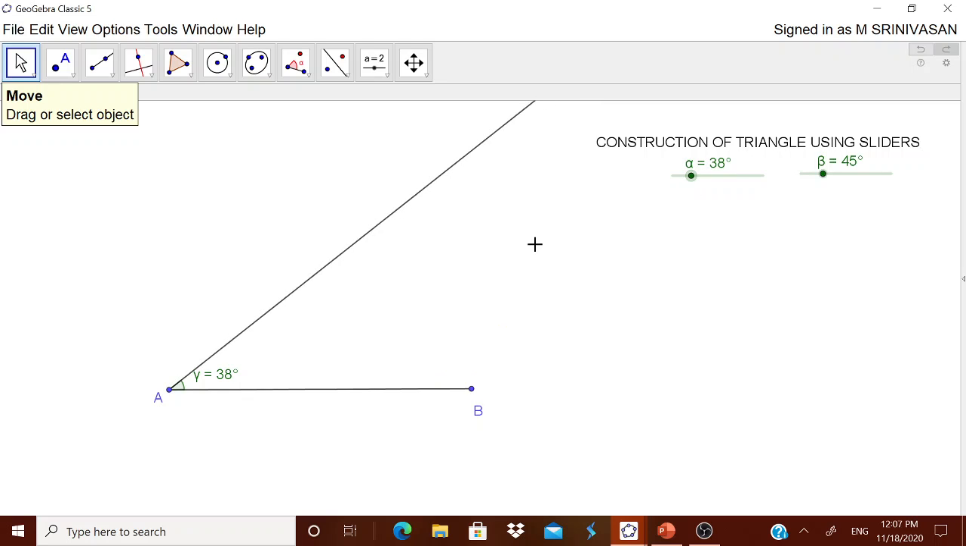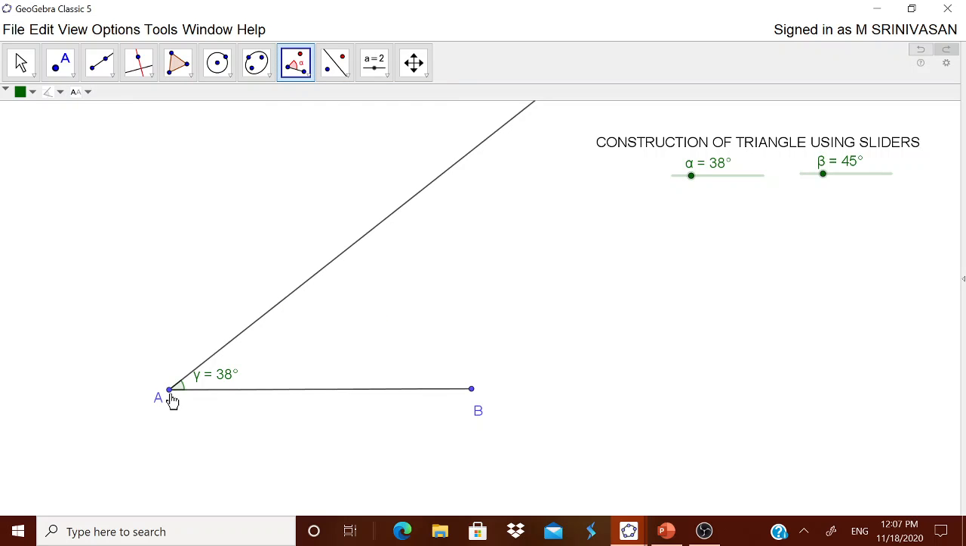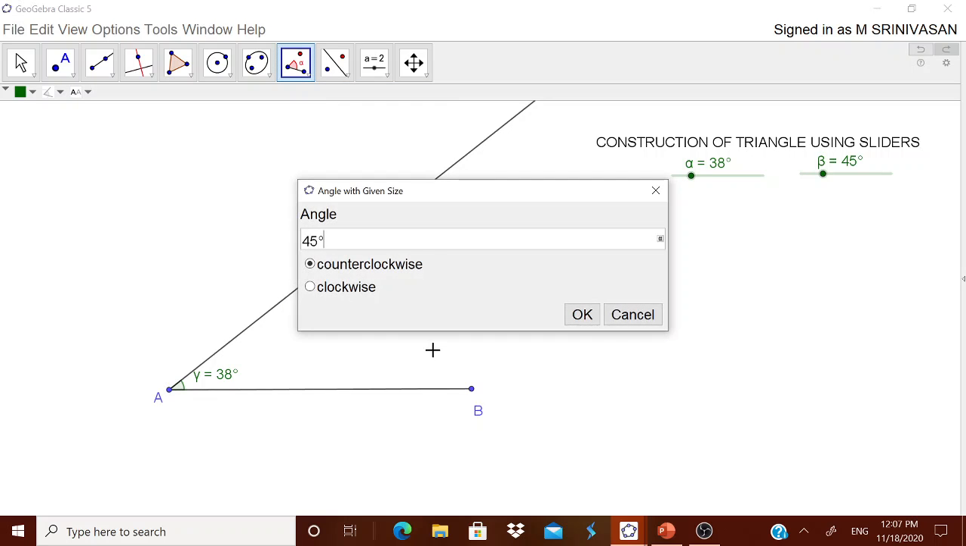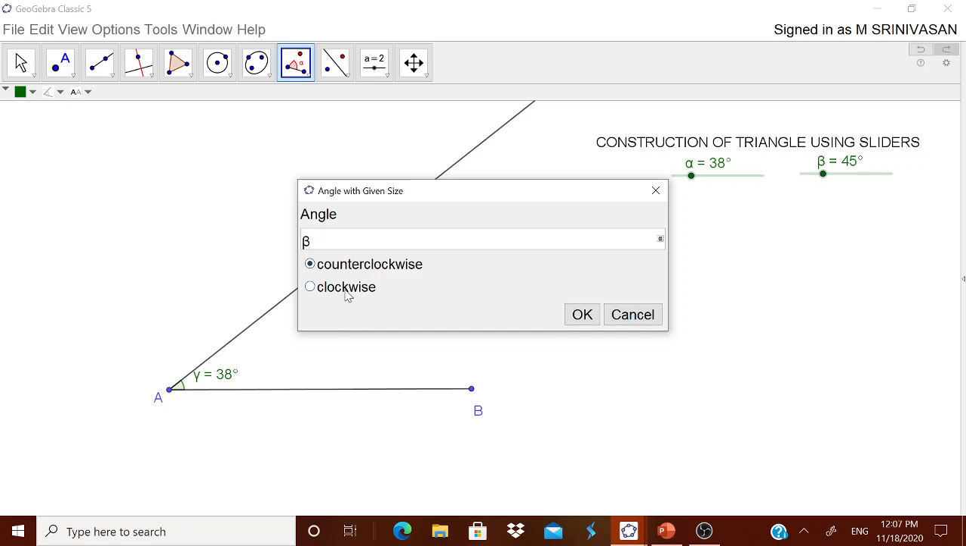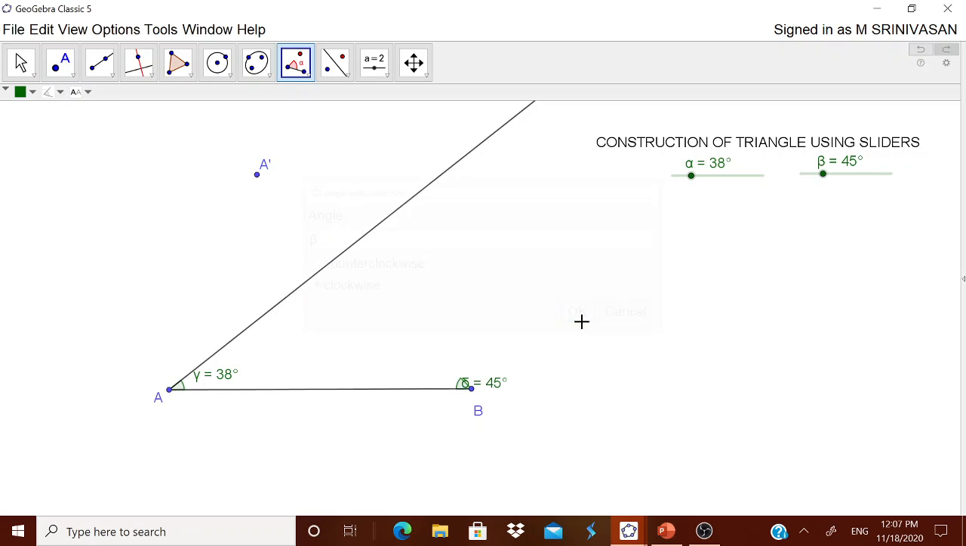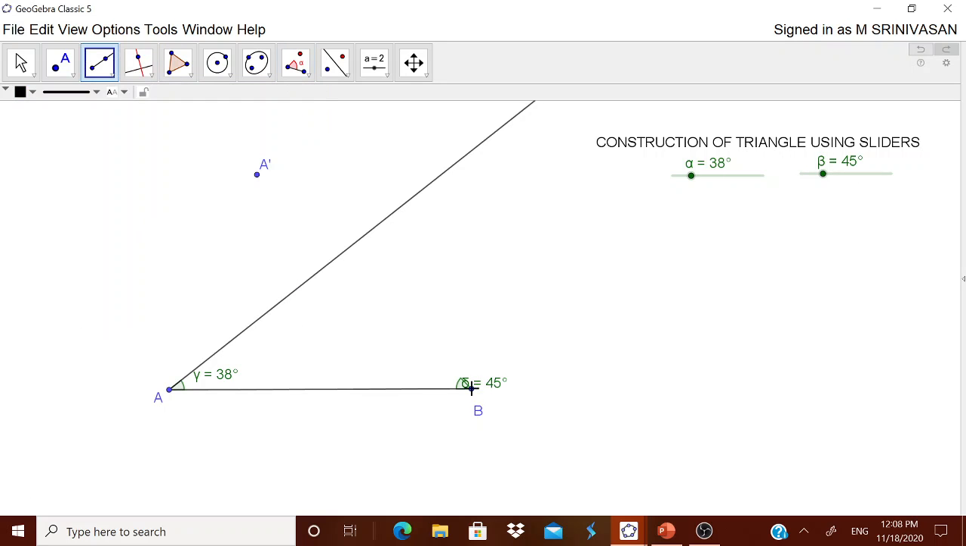Okay, well. Now, let us go and have it for angle B in the same way. Angle with a given size, touch A, touch B. Now you have to make it beta because you are having the beta as the next slider, but it should be clockwise because we have taken AB, not BA. Okay, click OK. Now you got this 45 degrees, but it is kept at 45. Now go and draw the ray. Ray is drawn. You can remove it because I don't want it.